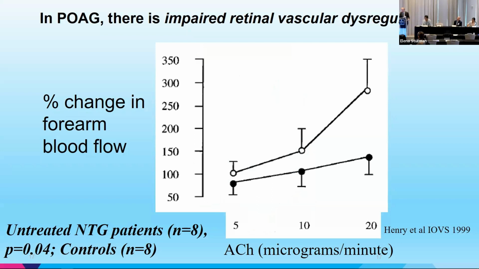And in primary open-angle glaucoma, there is impaired retinal vascular dysregulation. And this is work that Colm O'Brien did 25 years ago, looking at forearm blood flow in untreated normal tension glaucoma. So if you give intravenous acetylcholine to an untreated normal tension glaucoma patient, there is failure of dilation of the forearm blood vessel, whereas you can see in the white circles in the control, this is normal. I would argue that this has something to do with insulin resistance.